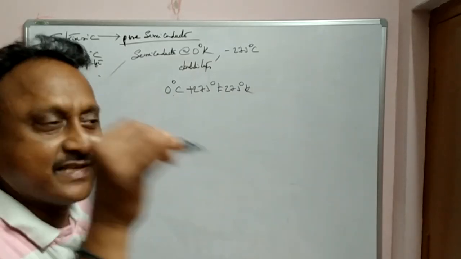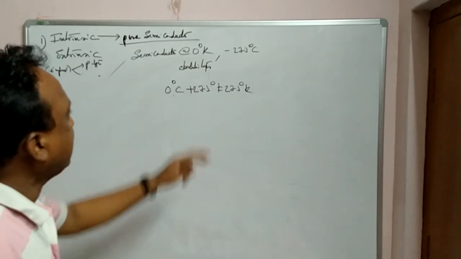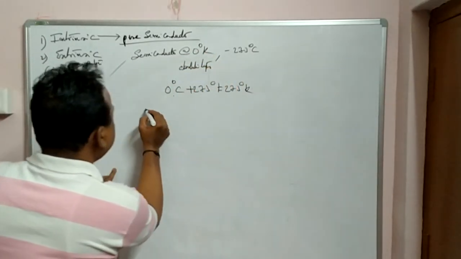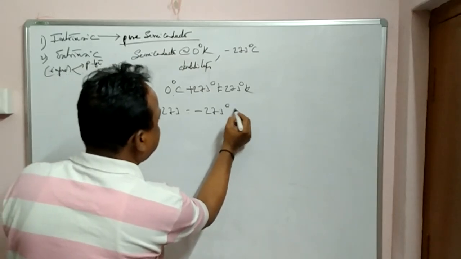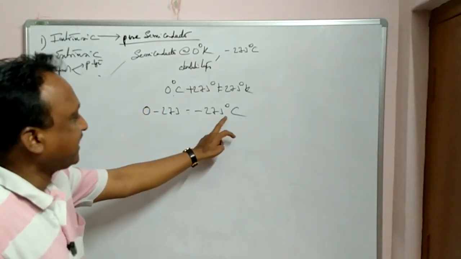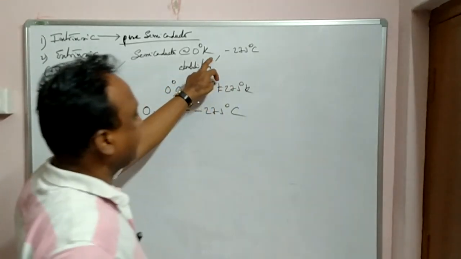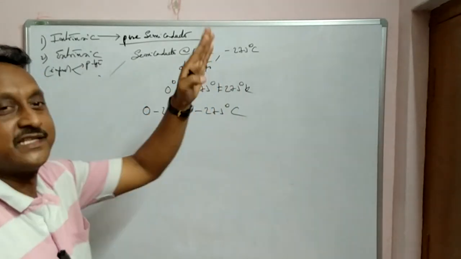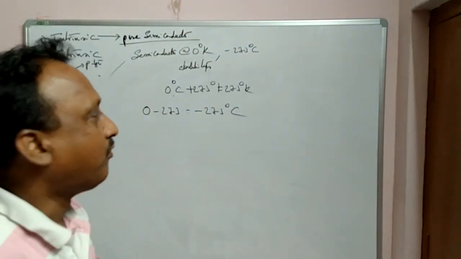So at 0 degrees Kelvin, that is absolute zero, in centigrade it becomes 0 minus 273, that is minus 273 degrees centigrade. At minus 273 degrees centigrade, if you add 273 you will get 0 Kelvin. So at 0 degrees Kelvin, when the temperature is reduced a lot, what happens to the semiconductor?